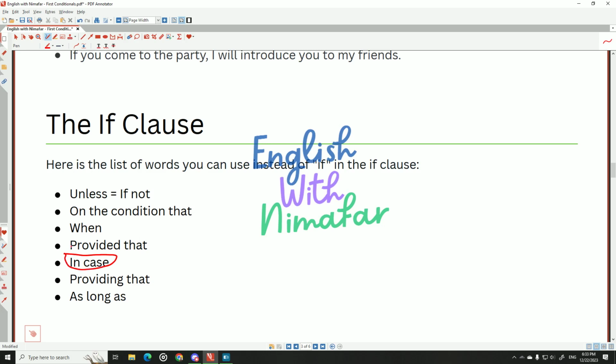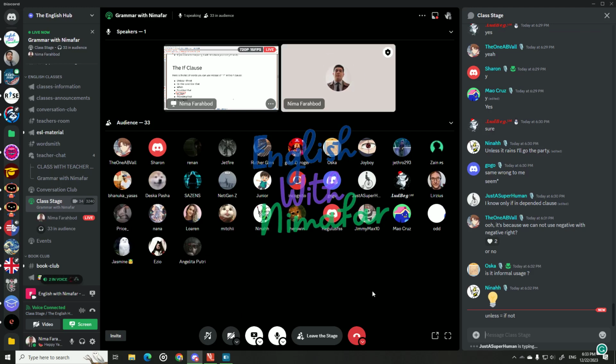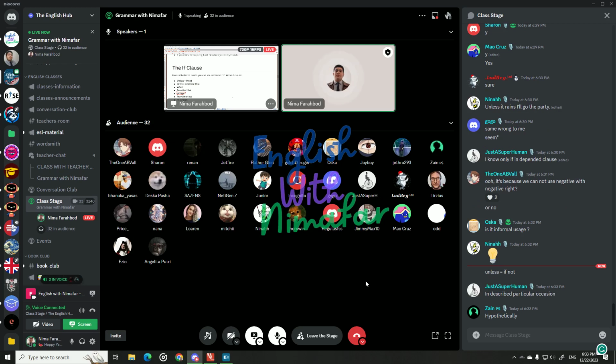Actually, Ludwig says in case of. That's something else, Ludwig. Unless means if not, yes. In case of, Ludwig, is like, say, in case of fire, break the window. We have this kind of instruction, for example, on some buses and vehicles. In case of fire, break the window. But when we say in case of, we use a noun, not a sentence. In case of a noun, fire, break the window. But in case, then we use a sentence, a clause.